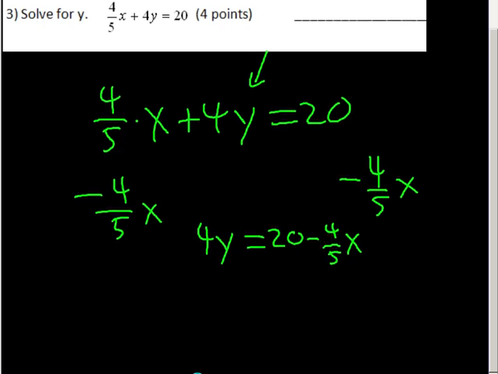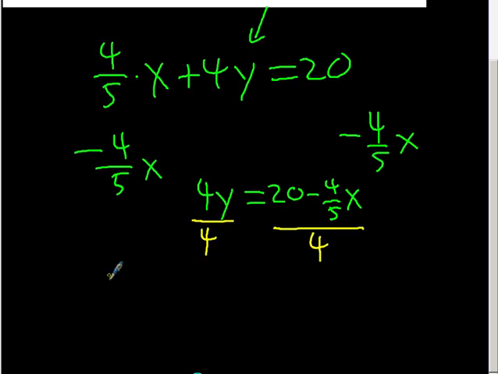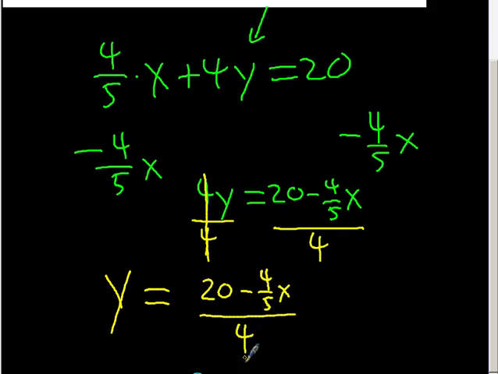And now I've still got this 4, and so I've got to undo the multiplication. When I undo multiplication by its inverse operation, division, make sure you divide the whole side. Huge mistake by lots of students, not doing the same thing to the whole side. So we're going to be left with y on the left. On the right, I've got 20 minus 4/5 x all over 4. Okay?